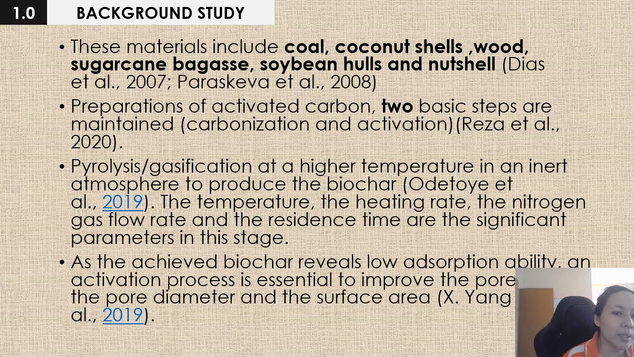And here we can see that in previous studies we have used coal, coconut shell, wood, sugarcane bagasse, soybean hulls, and nutshell for this adsorption. So we want to prepare this activated carbon by pyrolysis, and here we want to activate it for efficiency to absorb ammonium nitrogen.